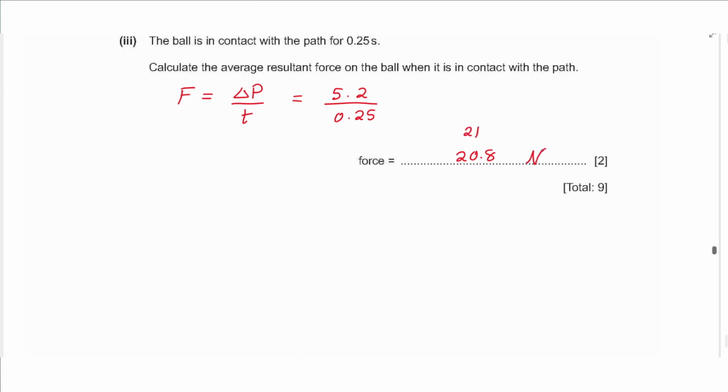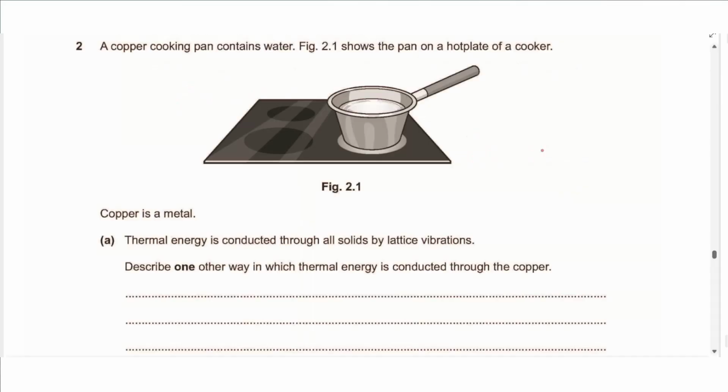Both are correct, since the whole question has its own numbers in two significant figures, so you can use two significant figures or one more significant figure. Question 2 says a copper cooking pan contains water. Figure 2.1 shows the pan on a hot plate of a cooker.